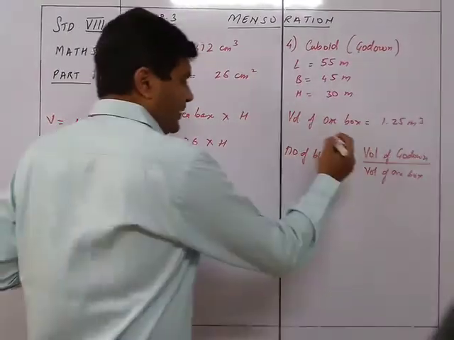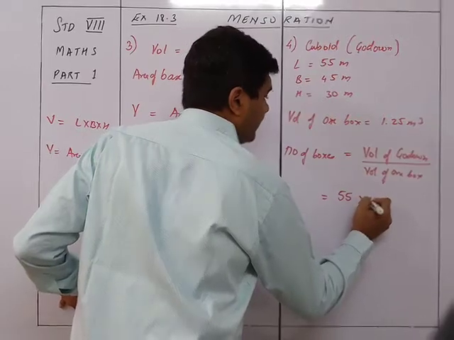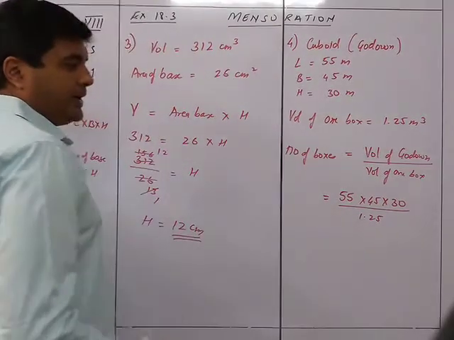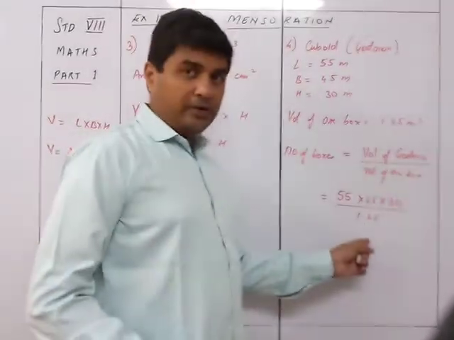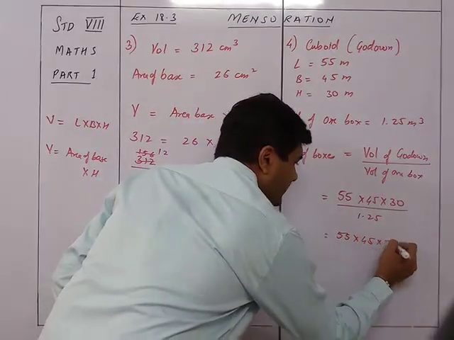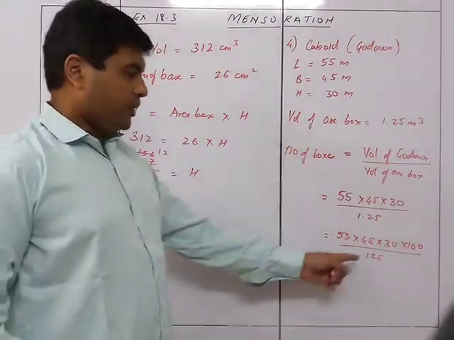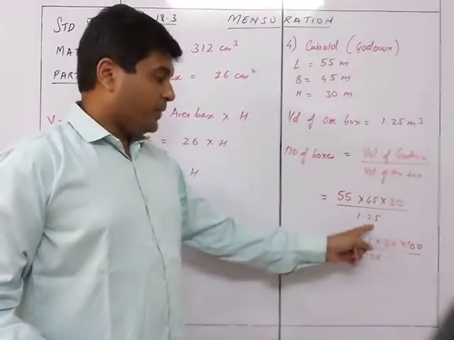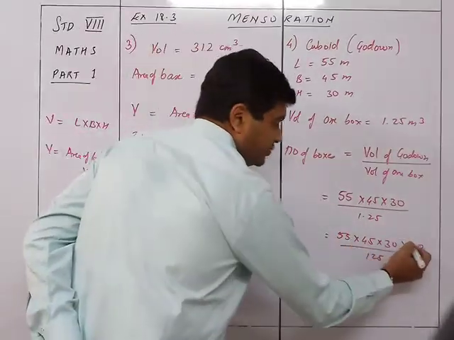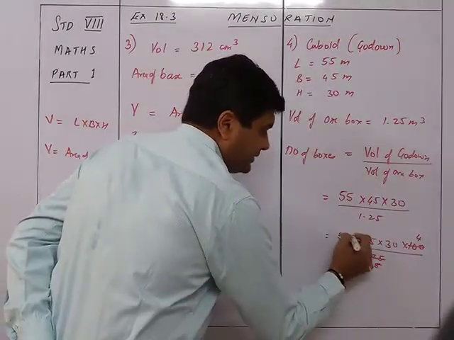So accordingly, this is equal to 55 into 45 into 30 upon 1.25. Now again, I don't like the decimal point over here, so I'll write it as 55 into 45 into 30 into 100 upon 125, because 1.25 is 125 upon 100. So the 100 goes up. If I do the cancellation, it will be this way: 25 4s are, 25 5s are, and then 5s are, this will be 11s.